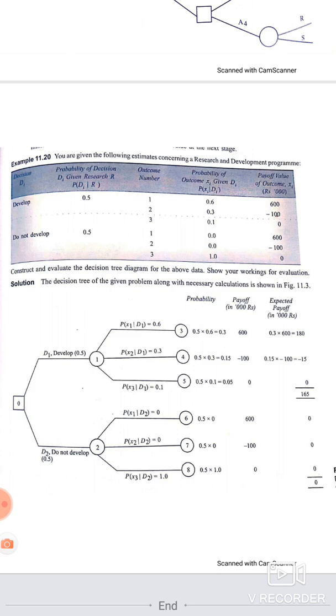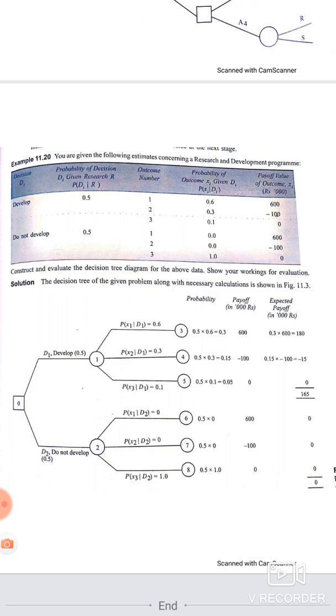So what we have to do is multiply the probability of the decision with the probability of the outcome. Then the payoff values are given, and with the help of the probabilities and payoff values we will calculate the expected payoff by multiplying the probability value with the payoff value, that is 0.3 into 600, 0.15 into minus 100, minus 15 will come, 0.50 into 0 will come, and we will add these values and 165 will come. Similarly we will do for do not develop the project, and the value will come out to be 0. So the highest expected monetary value is 165.